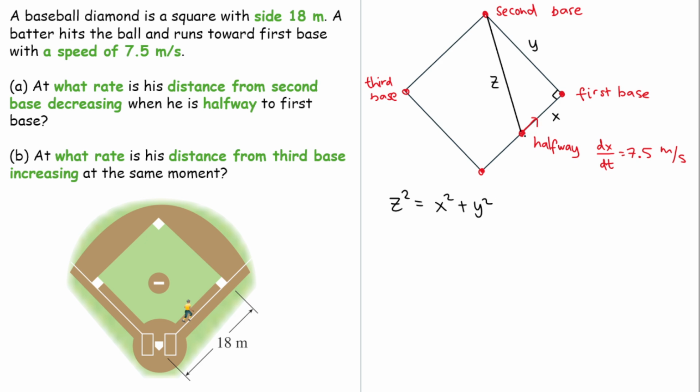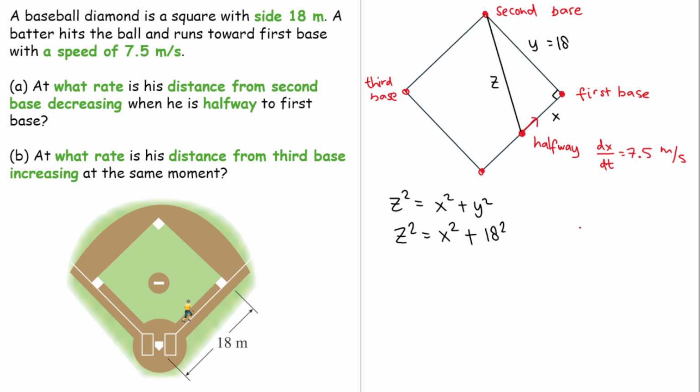Because the player is running in the X direction, X is changing with respect to time. But the Y here is not changing, right? It is a constant. We know that the length of the square here is 18 meters, so this Y is 18. We can plug that into this equation: Z squared is equal to X squared plus 18 squared. Good? Okay, maybe let's leave it as is because we need to find the change of Z over time.